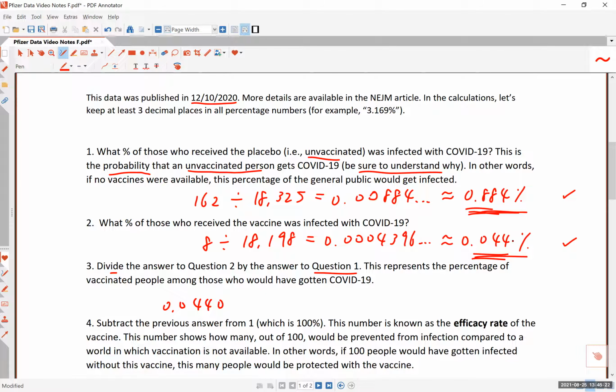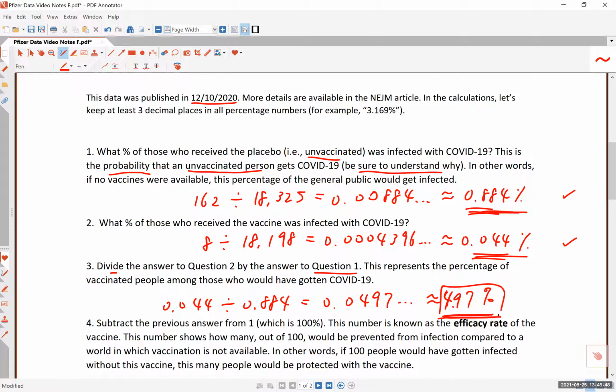0.0440. This time I'm just using the percentage, okay? Divided by 0.884, and this comes up to be about 0.0497, which is 4.97%. Okay, again, no advanced mathematics involved in any of these calculations.